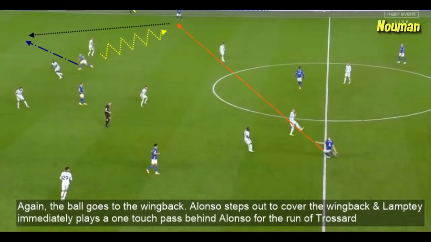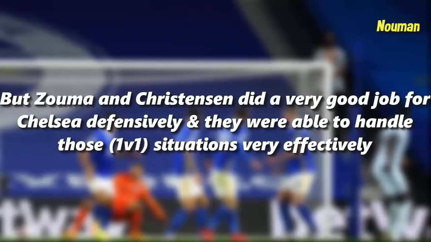Once again, the ball goes to the wingback, Alonso steps out to cover the wingback, and Lampard immediately plays a one-touch pass behind Alonso for the run of the forward. But Zouma and Christensen did a very good job for Chelsea defensively, and they were able to handle those 1v1 situations very effectively.